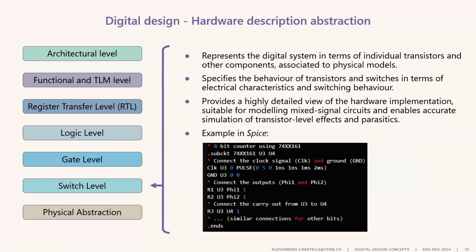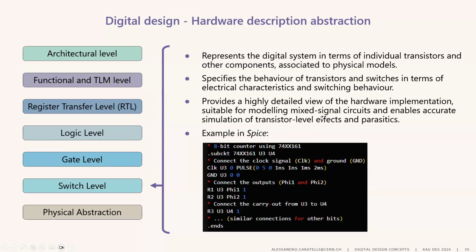And then you can go even further, to what we call switch level, where you represent the digital system in terms of individual transistors, so not logical functionality, but transistors and other components that are associated with a physical model. Here I specify the behavior of the transistor, also in terms of electrical characteristics and switching behavior, because basically here you have a list of devices like resistors, capacitors, transistors, and so on, and each one of them is associated with a model that can be used to run an analog simulation.